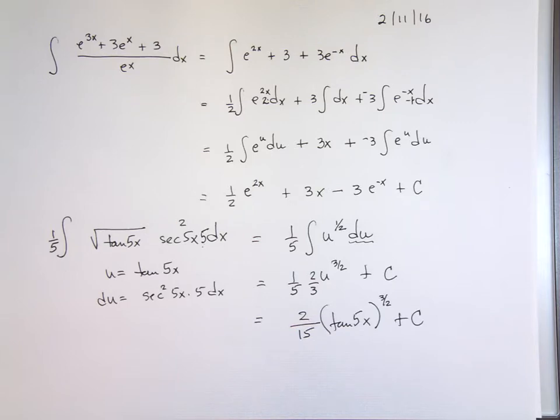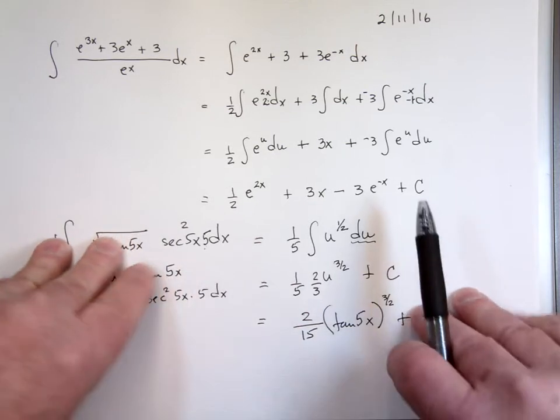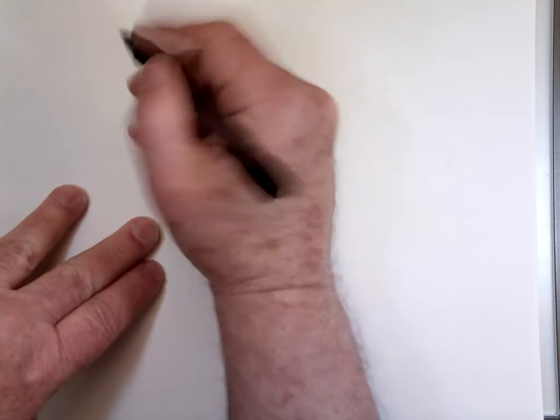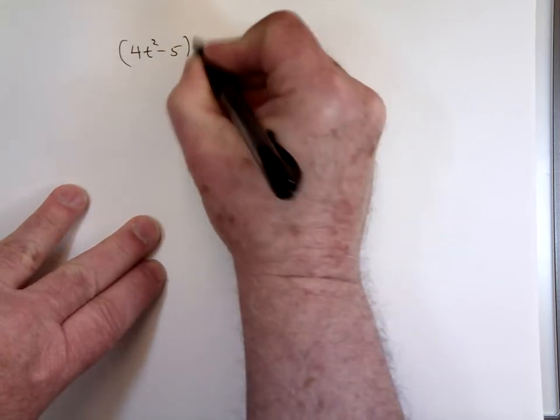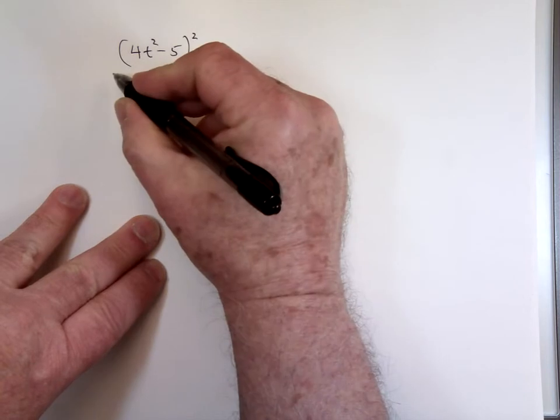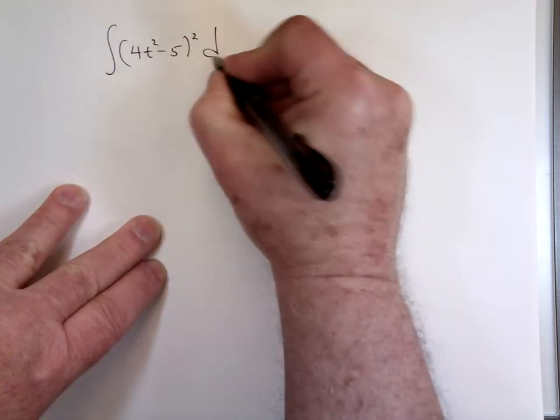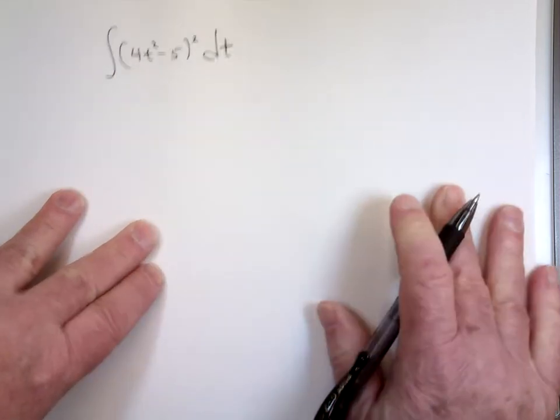Okay. Any others? Let's do some more. Yeah, go ahead, Sam. So it's in parentheses 4t squared minus 5, and the parentheses is squared. The integral of this? The integral, yeah. Oh, this is nasty. Okay, well, it's not that nasty.